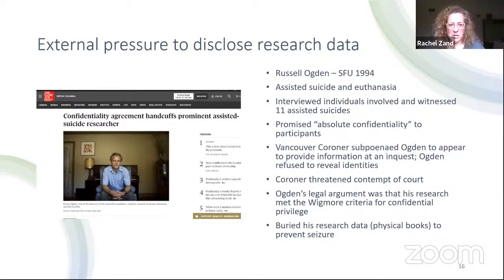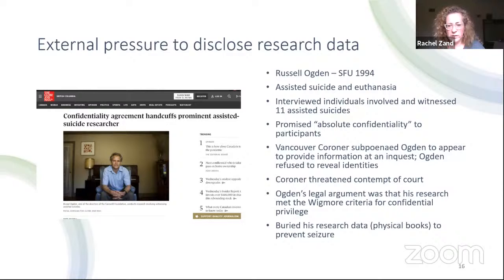Shortly following his successful defense of his master's degree, he was subpoenaed to appear before a coroner's inquest. Recognizing that the police may try to go into his home, he took the data. And I remember seeing him present on this at one of our ethics conferences in probably 2002, which is when I started in this field. He buried them in a field so that if any cop were to enter his property, they would not be able to find these. So he was subpoenaed to appear before the coroner's inquest.